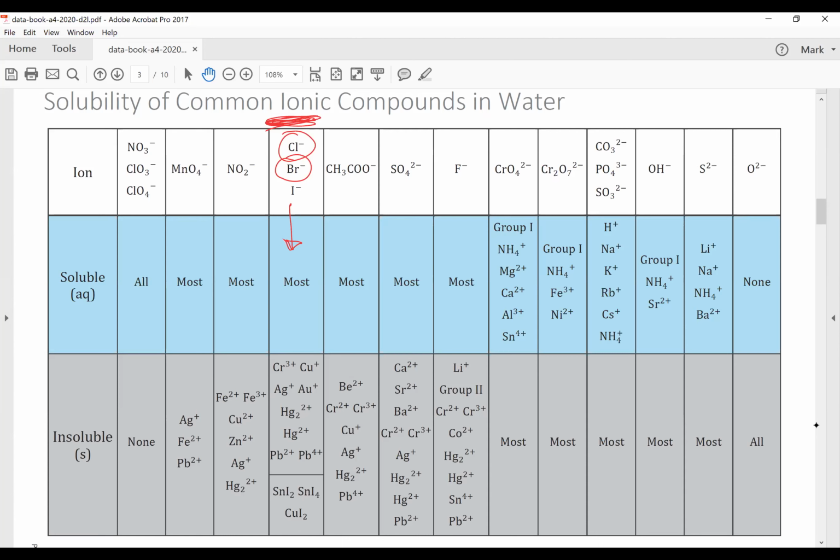Most chemicals that are bonded to chlorine or bromine are soluble, except, oh, there's a lot of them. Chromium, copper, silver, gold, mercury, lead, and then these compounds down here. None of those compounds are NH4. Ammonium or NH4 would be obviously in the most category. So both of these chemicals are soluble. So we would write next to them AQ.